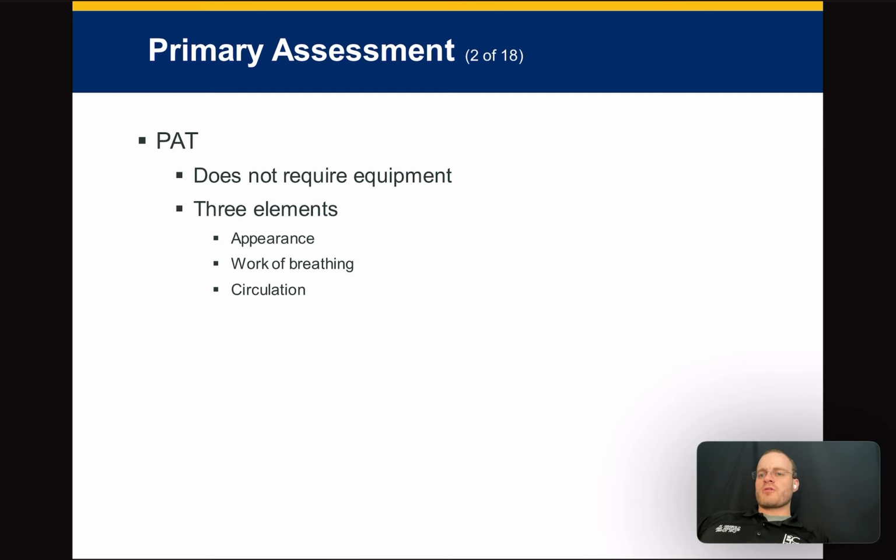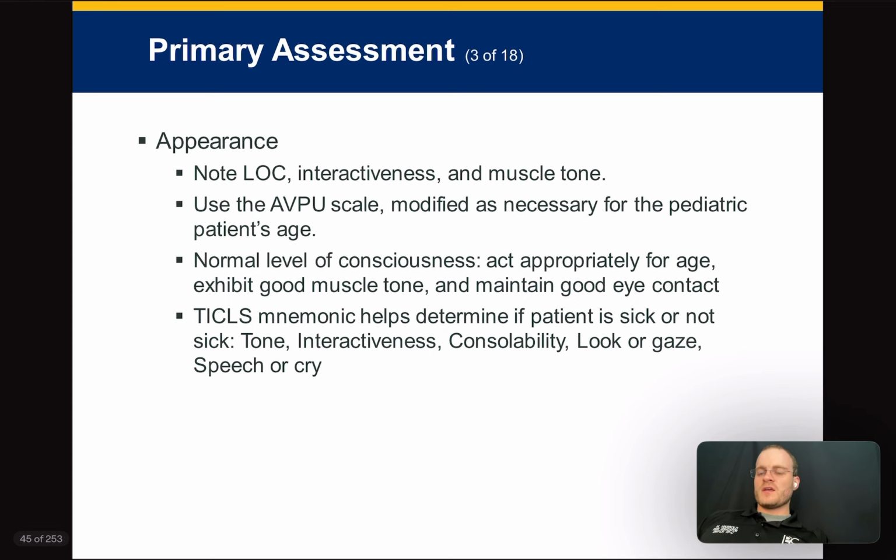The PAT does not require equipment, so again, it's the appearance, work of breathing, and circulation. Do know that. For appearance, you're going to note the level of consciousness, their interactiveness, their muscle tone. Are they looking at you? Are they moving around? Are they unconscious? You could use the AVPU again. Can we get the baby to wake up? If we tap on their toe, on their heel, their sole, are they going to start crying? These are all things we're going to do to try. Well, that would be touching them, but you know what I'm saying. You would be trying to stimulate a response from this baby if they're unresponsive.